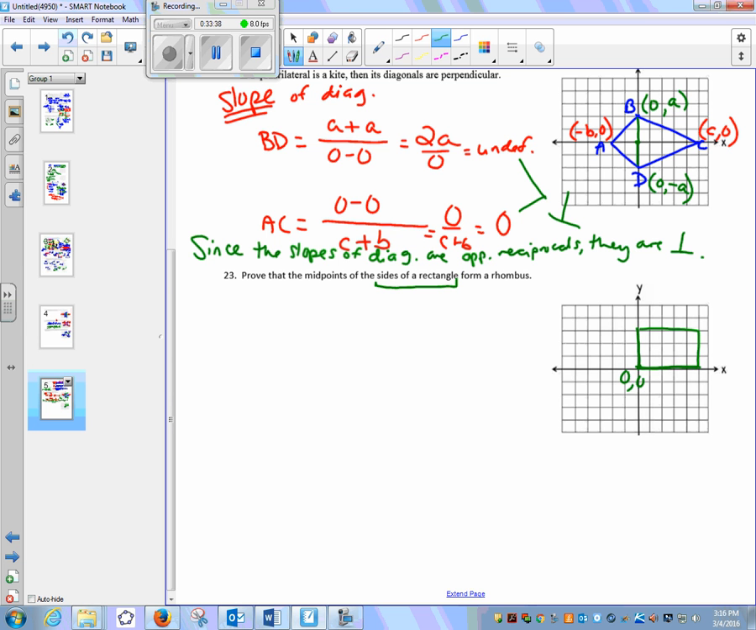I'm going to have 0, 0 as one of my points. Now, if this is a rectangle, let's call this A, B, C, D. I'm going to go up a certain distance and to the right a different distance. So I just need two variables here. Maybe I'm going to go over 0 and up B. Over here, I'm going to go over A and up 0. So this distance is A, this distance is B. So for C, I have to go over A and up B. Those are the vertices of my rectangle. Now I need to find the midpoints of the sides.